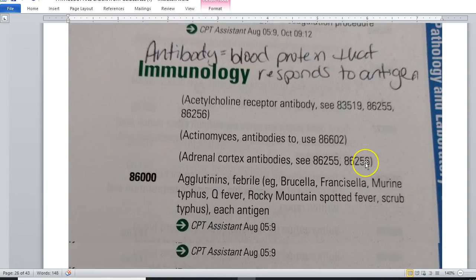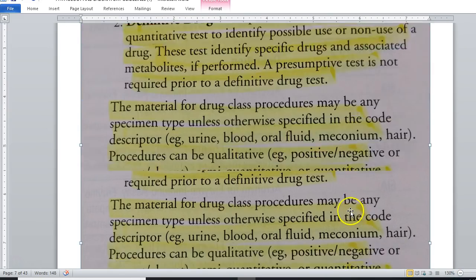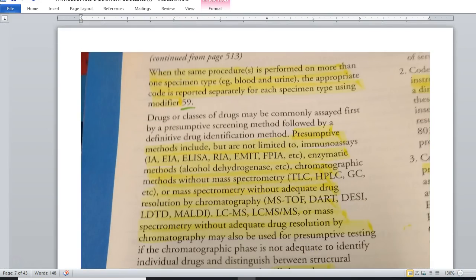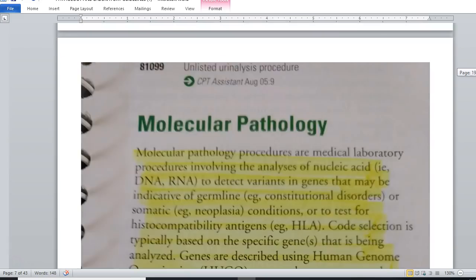The next section is immunology. So two things to keep in mind. I'm going to make this a little bit smaller so you guys can see it. And it went up quite a bit. That was my fault.